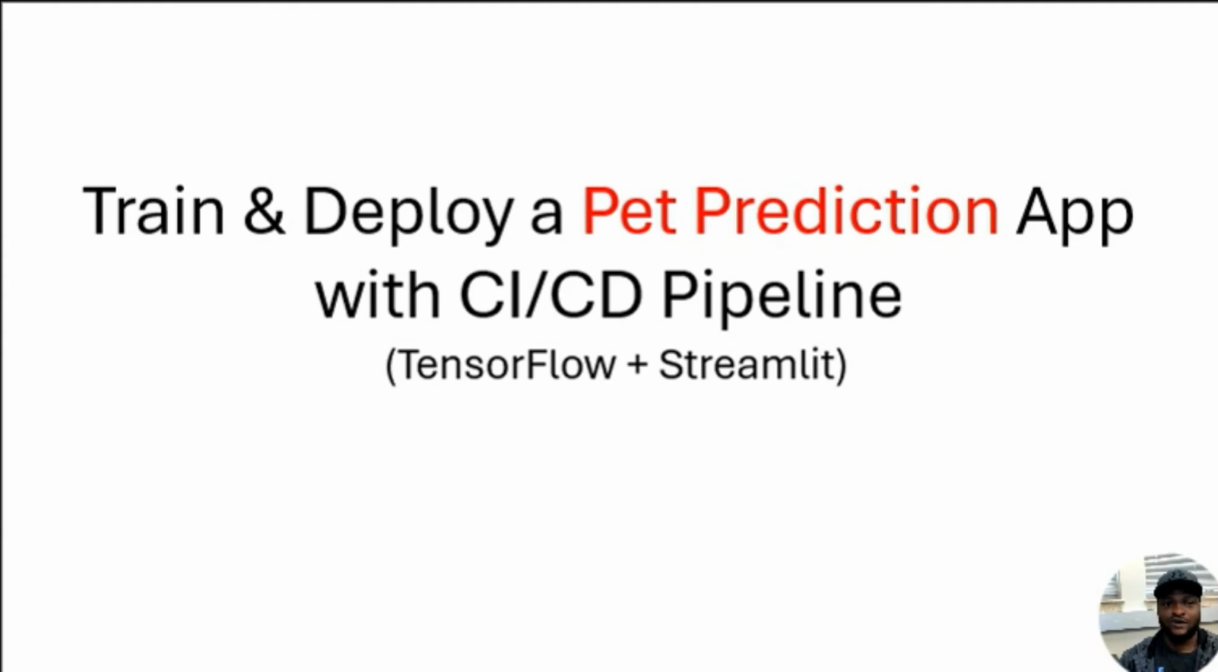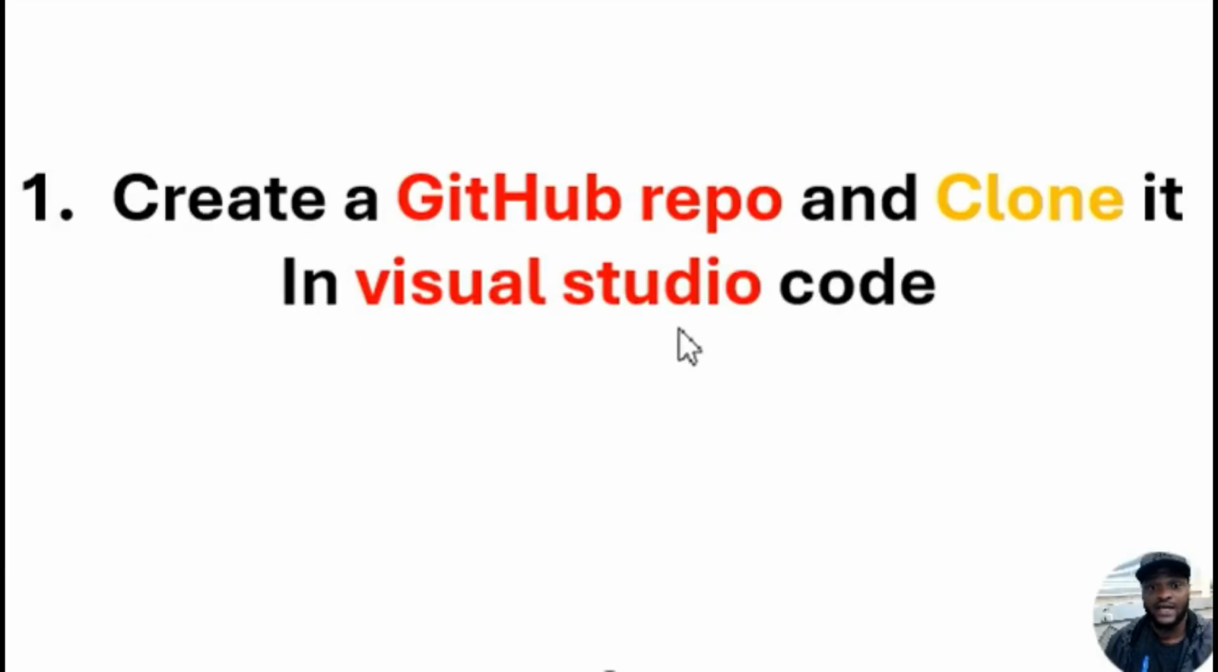Have you been thinking of how to train a machine learning model and actually deploy it for live predictions? Then this video is for you, because in this video, I'll walk you step by step through building and deploying your first image prediction application. So let's get started. Now, the first step is to create a GitHub repo and clone it in Visual Studio Code.